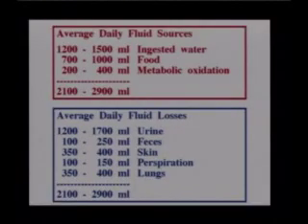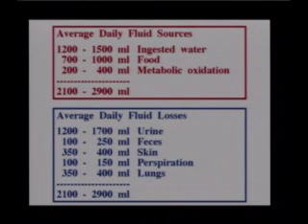Now, if we take a look at the sources of fluid and the losses of fluid every day, you don't have to memorize the whole page here, but you do need to know that what goes in equals what goes out on the average. And when you take in fluid, it's not only the water that you take in, but there's fluid in your food. For instance, which has more water, crackers or apples? Obviously, it's apples. Fruits and vegetables have more water than things like breads and cereals do.